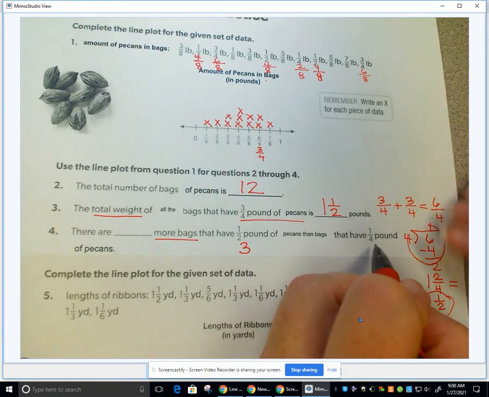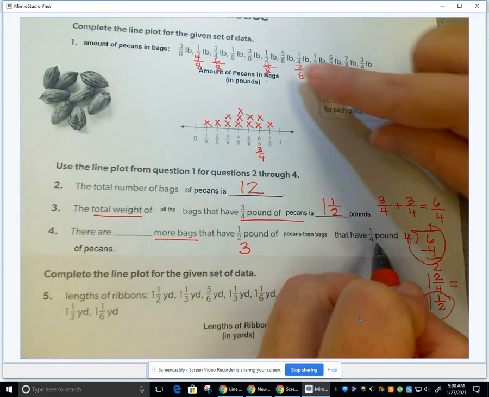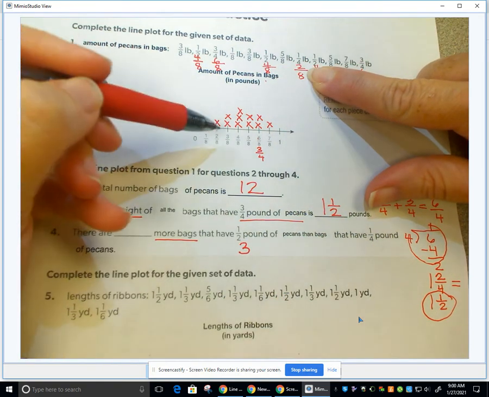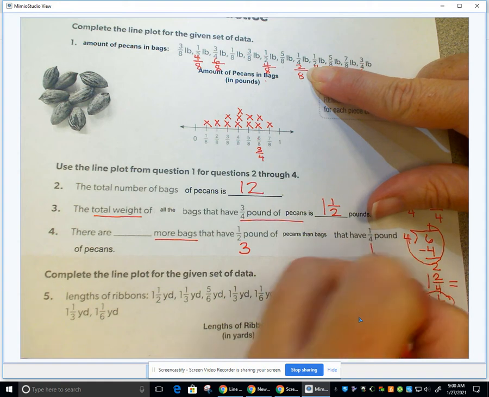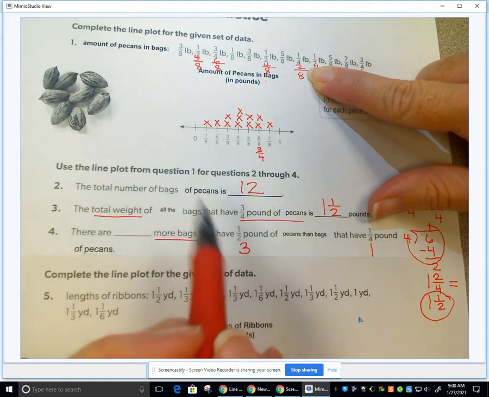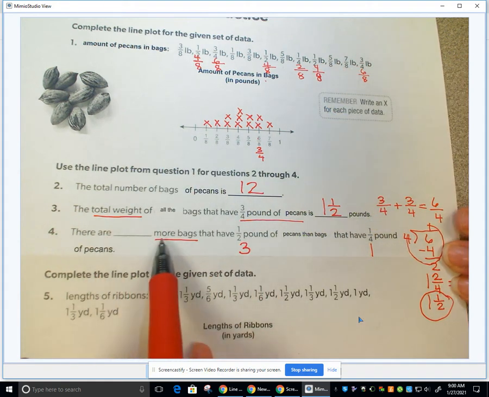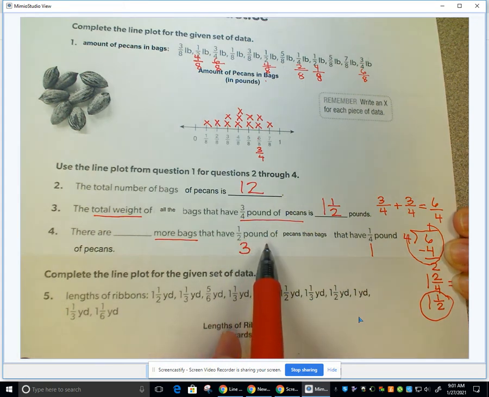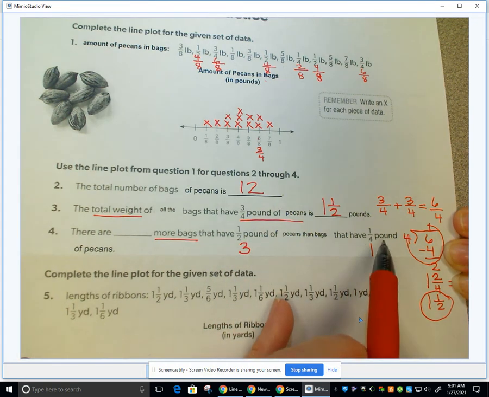A 1/4 pound, let's see which one. Oh, that was 2/8. So on 2/8, there was 1 X. So it says there are blank more bags that have 1/2 pound. So there's 3 that have 1/2 pound and only 1 that has 1/4 pound.